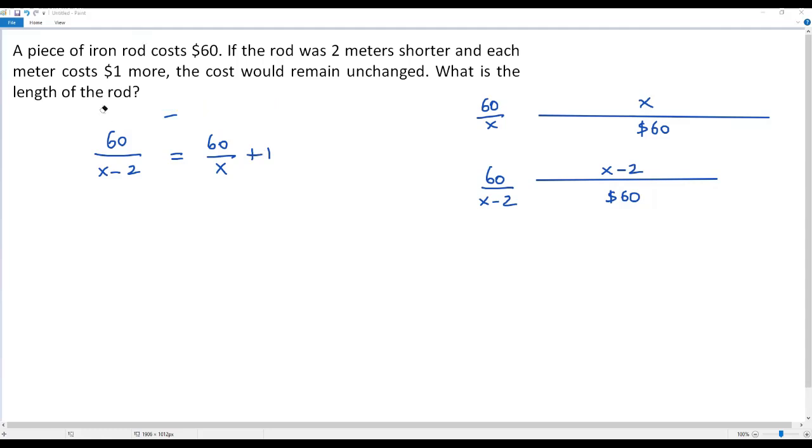So now 60 over x negative 2 and 60 over x positive 1, both of them are equal. In this equation, we have to solve for x, which represents the length of the rod.